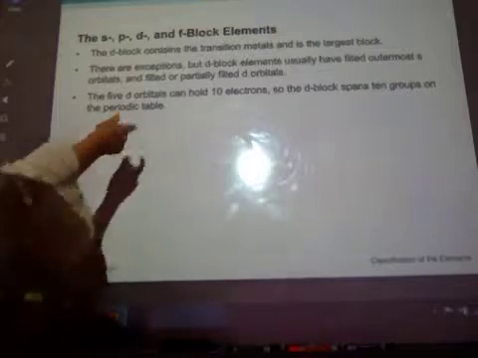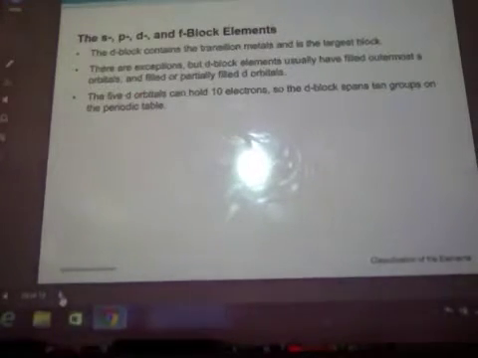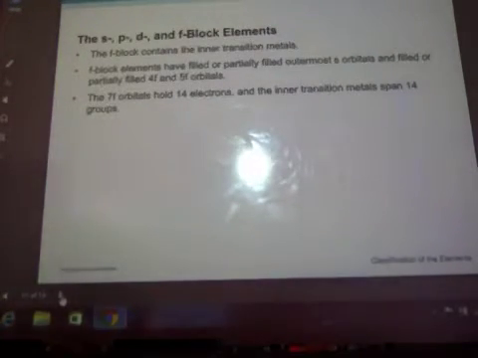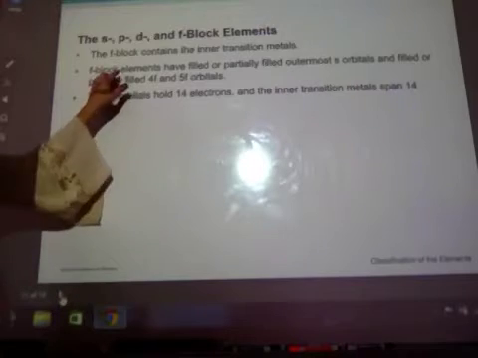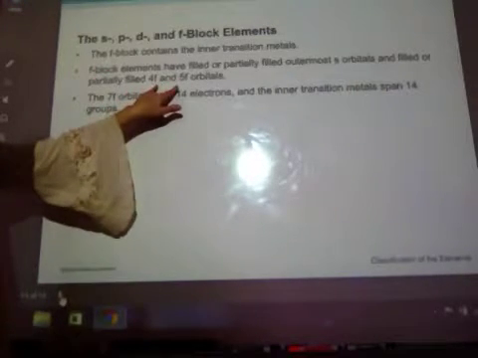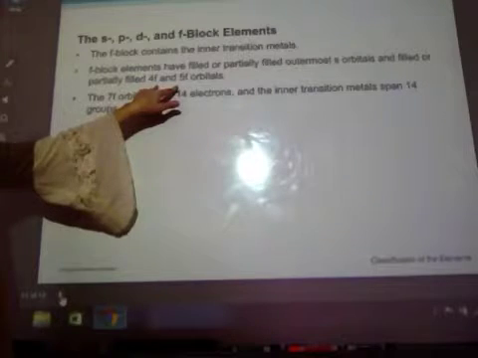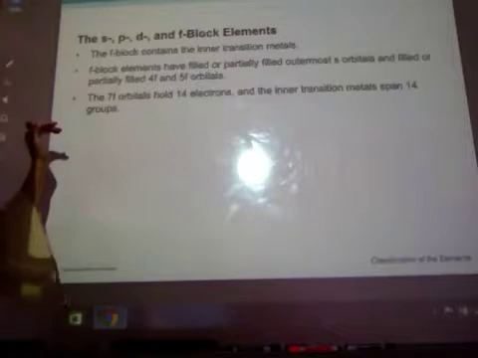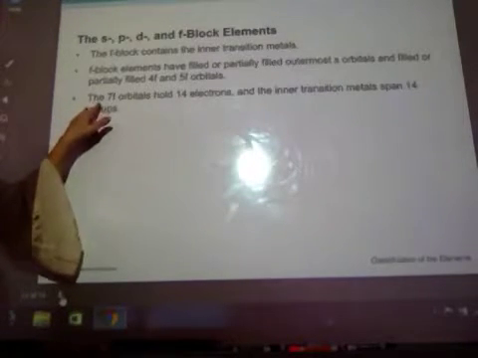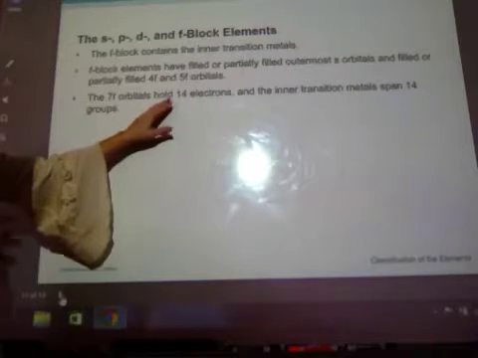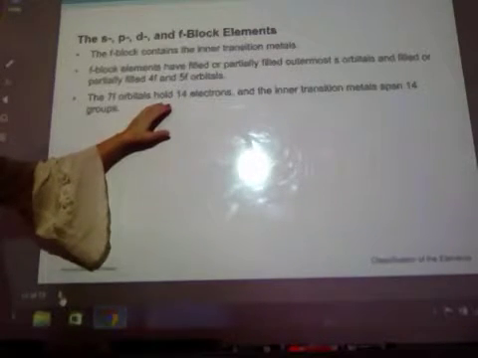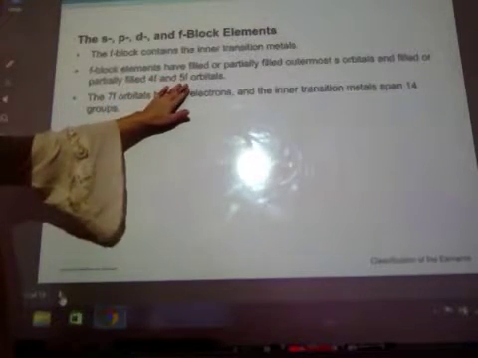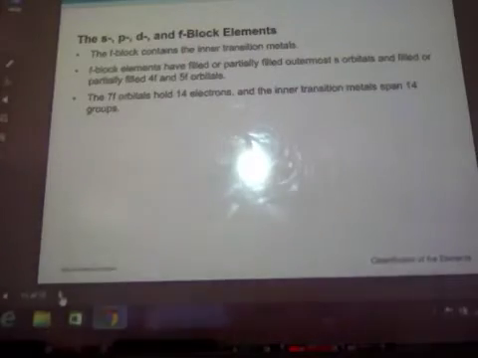So the d orbitals can hold 10 electrons, and it goes across all your transition metals. The f block is your inner transition metals at the bottom, the 4f and 5f. The 7 f orbitals hold 14 electrons, and the inner transition metals span 14 groups. We only look at 4 and 5 at the bottom.